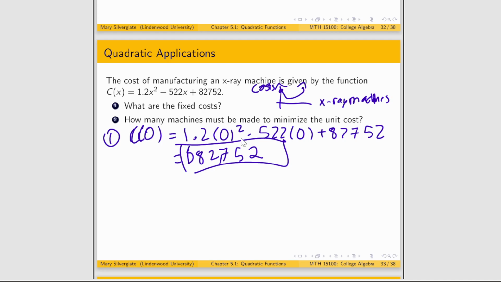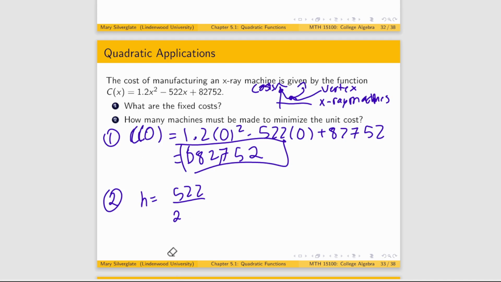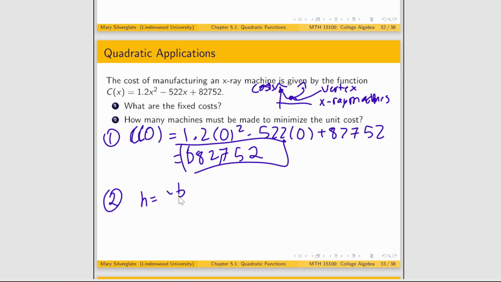How many machines must be made to minimize the unit cost? Well, now the minimum cost is your vertex because we're talking about a right side up parabola. So we're still looking for the x coordinate of the vertex. I should actually show the formula before I start plugging in. The x coordinate of the vertex is negative b over 2a, so opposite of b is 522 over 2 times 1.2, so that would be 522 divided by 2.4.